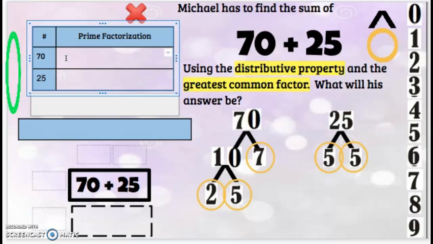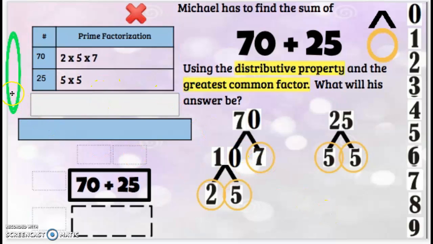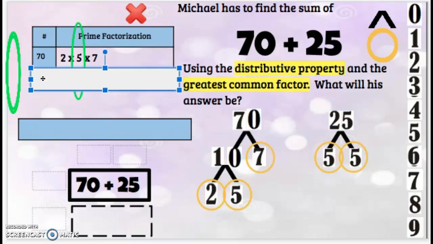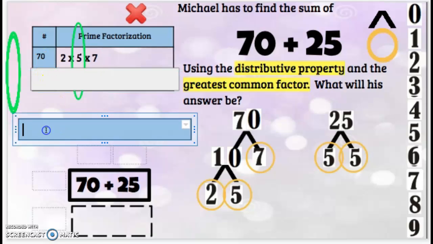So for my 70, I'm going to list it in order from least to greatest. I have 2 times 5 times 7. And then for 25, I have 5 times 5. Now I got to match my socks. I'm going to match my 5's. Looking at everything else, nothing else matches. So I'm going to slide my bar up to block my view, so I only see the numbers in the top row circled. So my GCF equals 5.